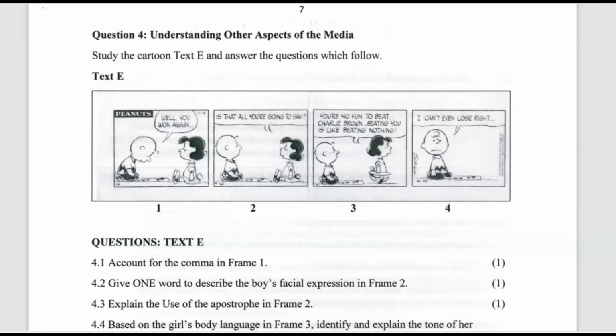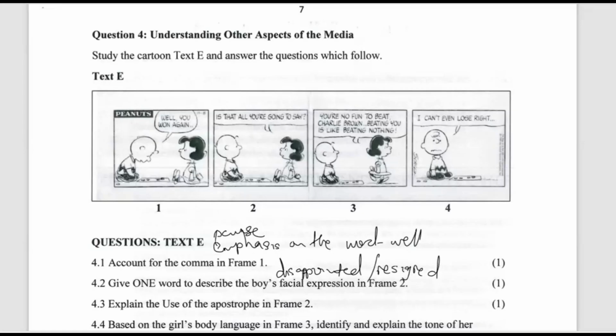Account for the comma in frame 1. It's a pause. Well, you won again. It's definitely a pause. And then someone could have said, I'm seeing emphasis on the word well. Give one word to describe the boy's facial expression in frame 2. Is that all you're going to say? I think he's disappointed. Resigned can come in as well.